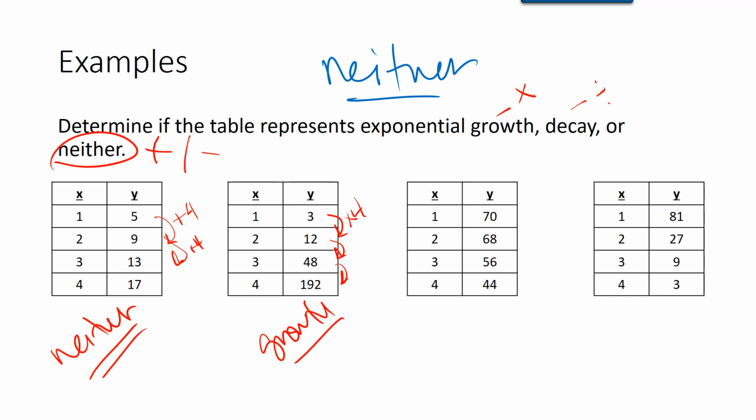Okay? Now on the next one here, I can see that I'm getting smaller, and that's an important thing to notice. But I want to make sure that I'm dividing and not subtracting. Okay, if I'm dividing, it'll be decay. If I'm subtracting, it's going to be neither. Well, how did we get from 70 to 68? 68 to 56? You might want to use guess and check here. Okay, it's getting smaller, so try some division, try some subtraction, and see if you can figure it out. I know that this is going to be subtracting 12 each time.